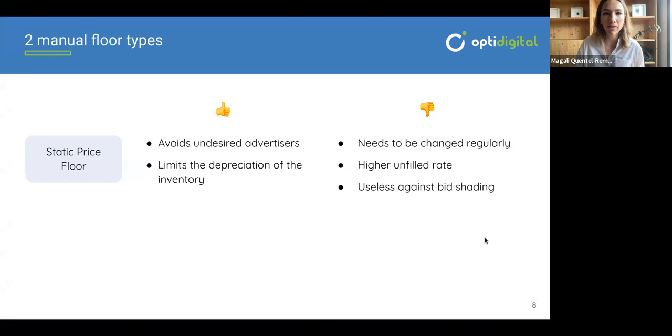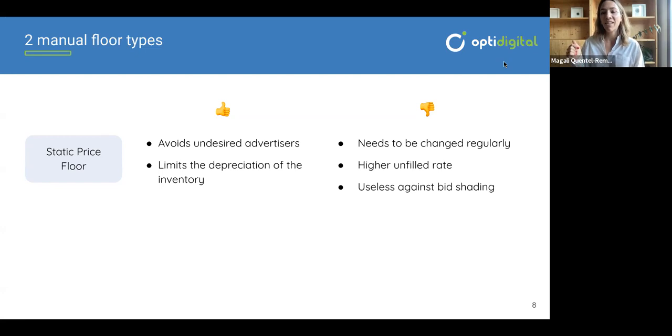Now I am going to go a bit deeper into price floors. When we set up manual price floors, basically we have two options, the first being a static price floor. The idea is to set a minimum CPM, and it avoids low quality advertisers. It also limits the depreciation of your inventory, because if you do not set any price floor, if you are one of those who answered no price floor at all, and you analyze your chart of prices, you may realize that most of the buyers are buying at the cheapest price, between 0 and 0.10 euro.